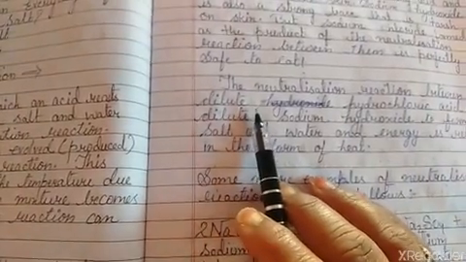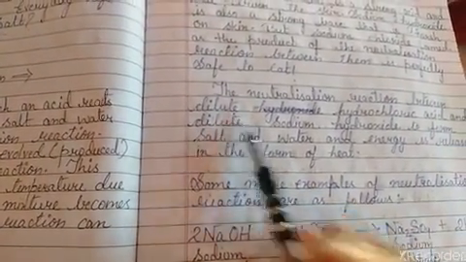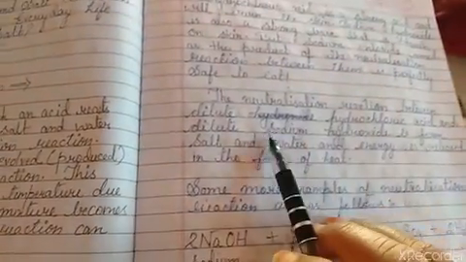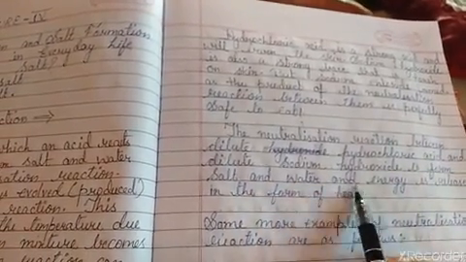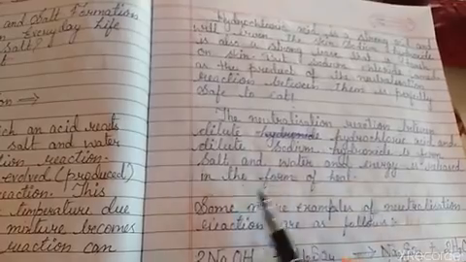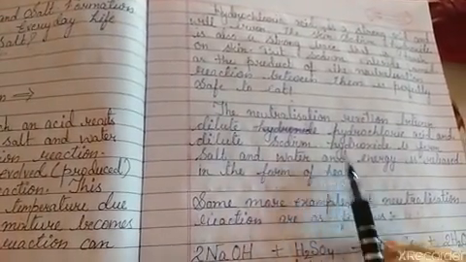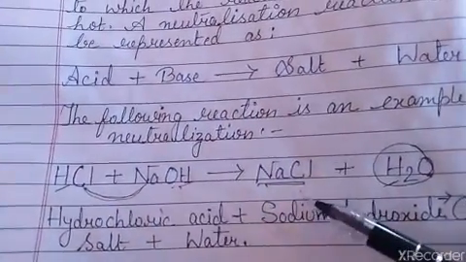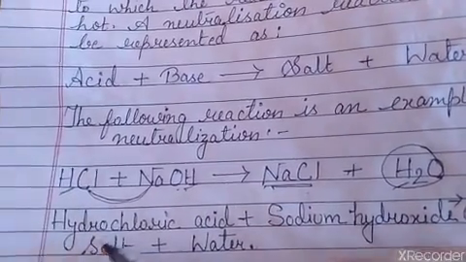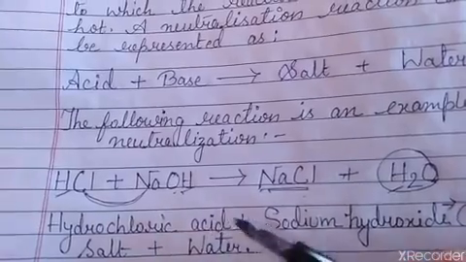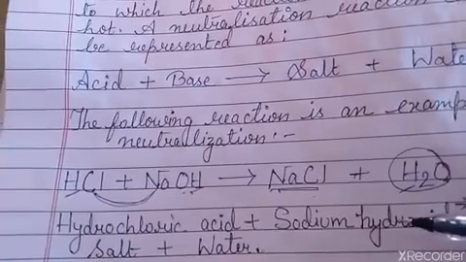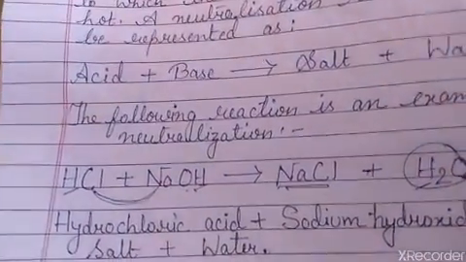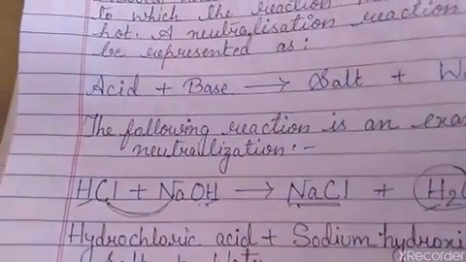The neutralization reaction between dilute hydrochloric acid and dilute sodium hydroxide forms salt plus water, and energy is released in the form of heat. So what happens when this reaction takes place? When this reaction takes place between the acid and base, salt and water are formed and some energy is also released in the form of heat. So this is how a neutralization reaction takes place.